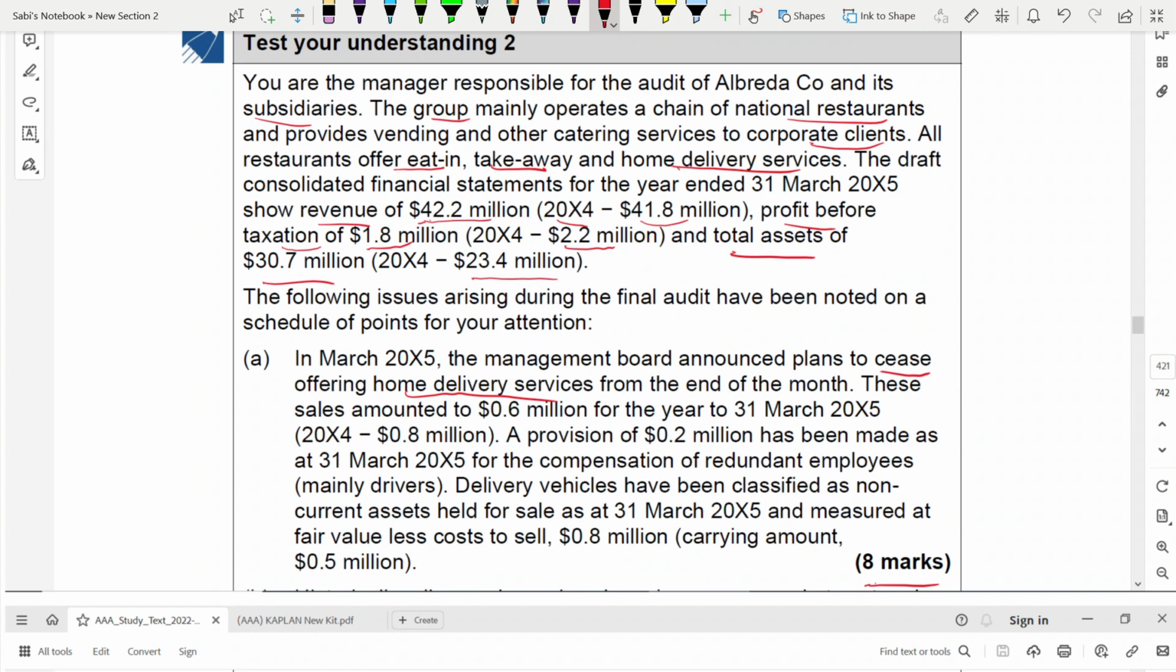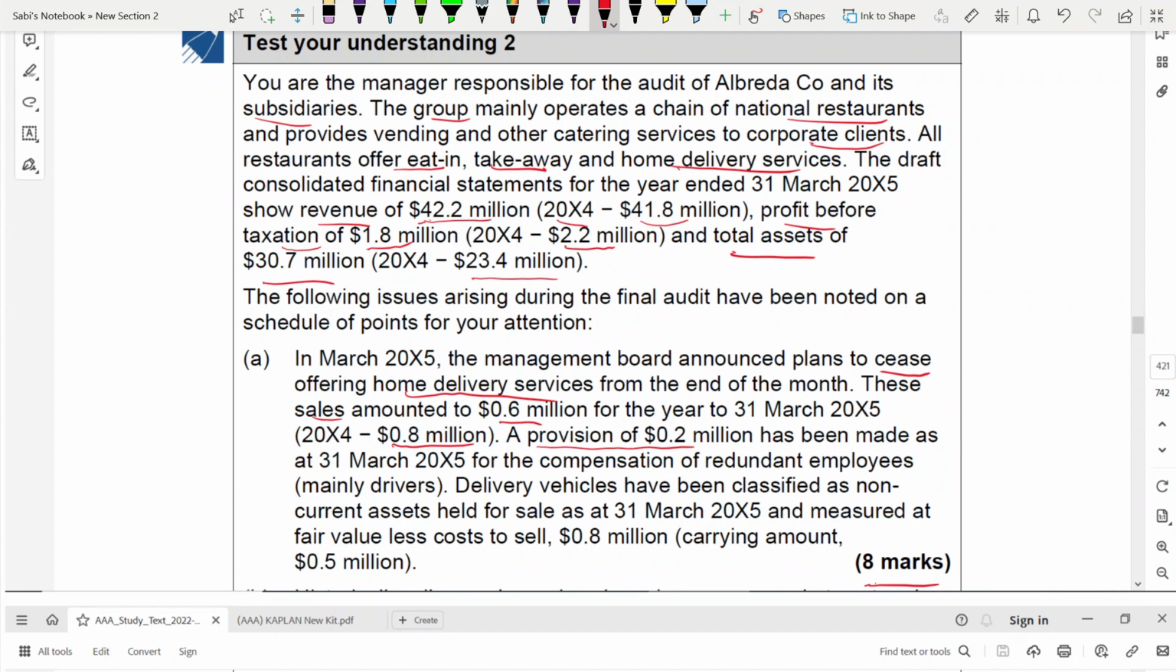They have made an announcement. The sale is 0.6 million, and in 2004 it was 0.8. A provision of 0.2 has been made. Why this provision? As a compensation for the redundant employees. Redundant employees will be the drivers who drive those delivery vehicles.